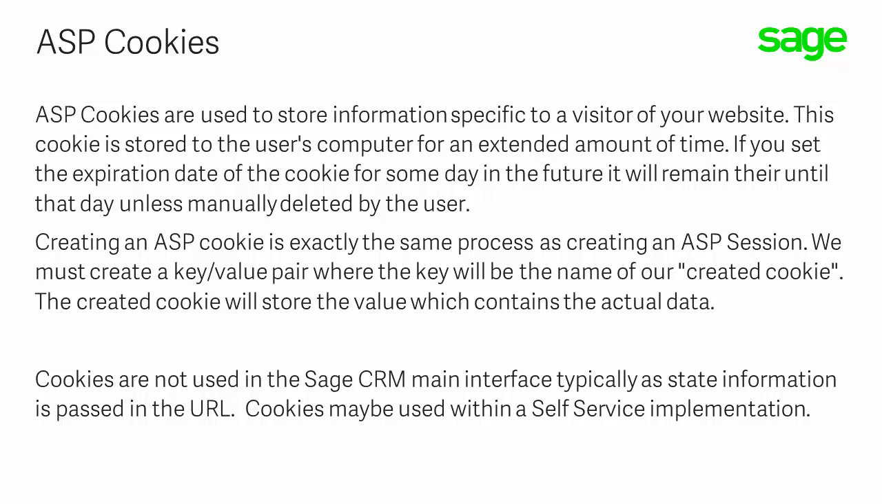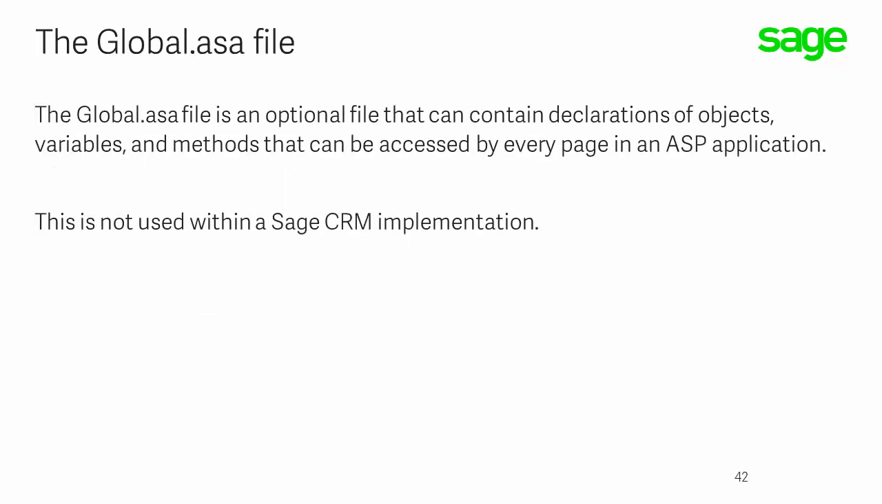and needing to look at it. The last thing I'm going to mention is another thing which is really to do with if you're writing a pure classic ASP-based application, which would be something called the Global.asa file. The ASA file is an optional file that can contain declarations of objects, variables, and methods that then are accessed by every page within an ASP application. We tend not to use, well, we don't use those within CRM implementations. I've never seen them used here inside a CRM implementation.